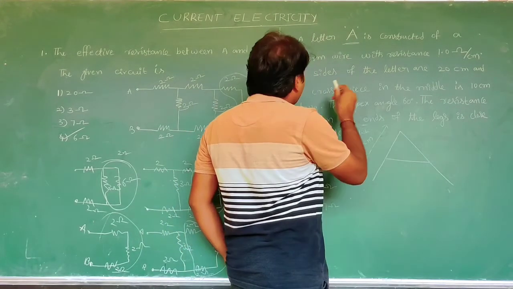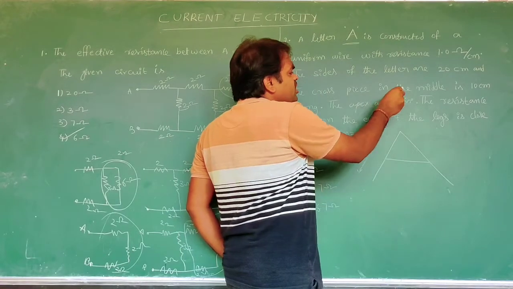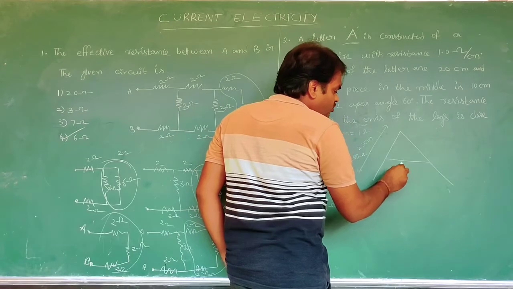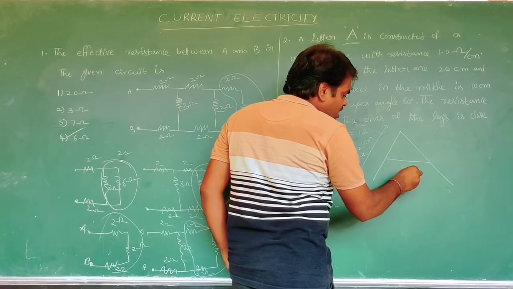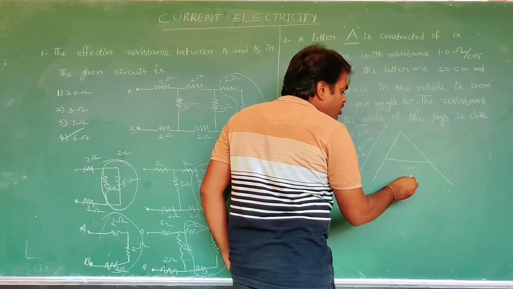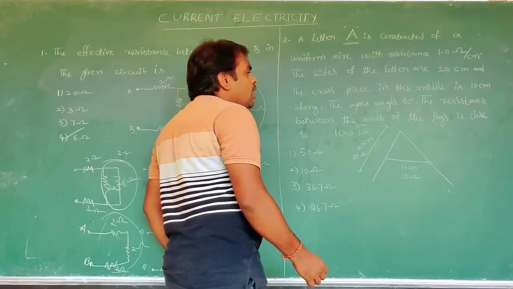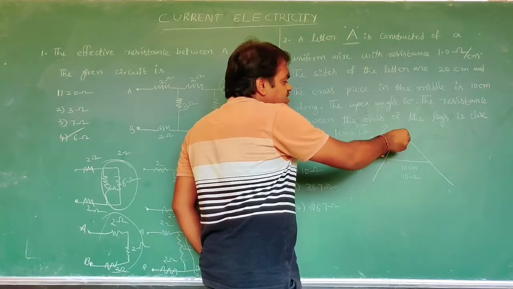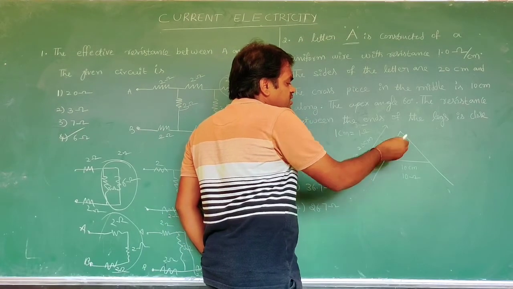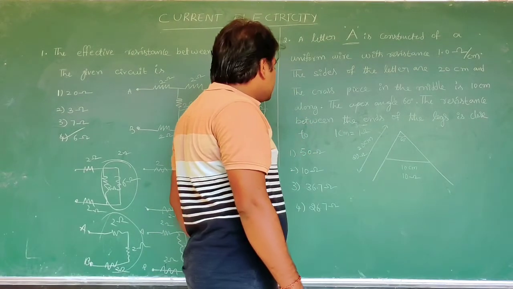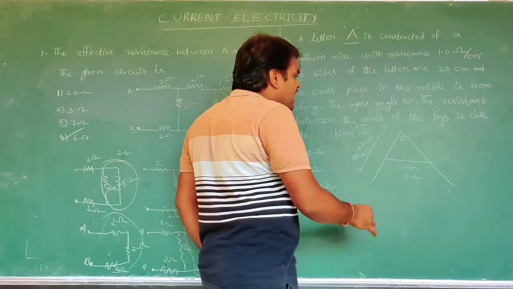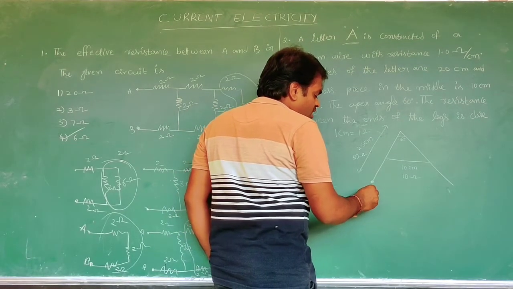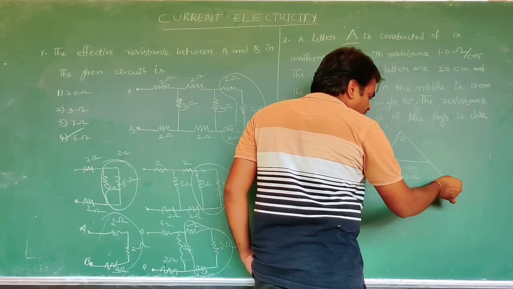And now the cross piece in the middle is 10 centimeters long. 10 centimeters long means 10 ohms. The apex angle is 60. Yes, this is the angle 60. The question: what is the resistance between the ends of the legs of the letter A?